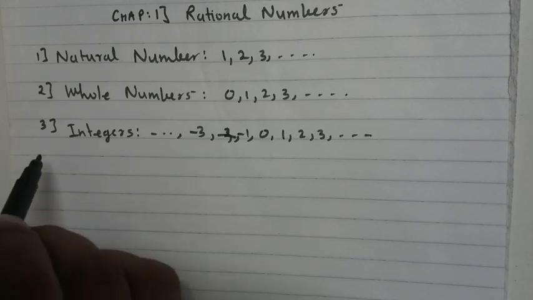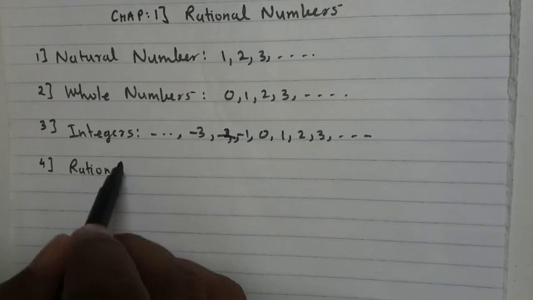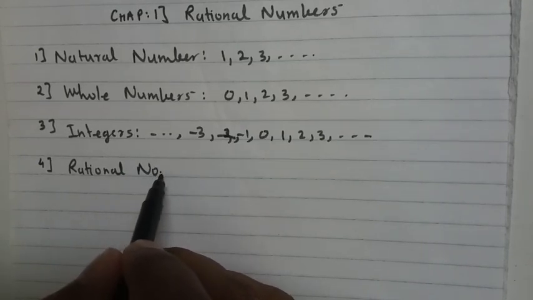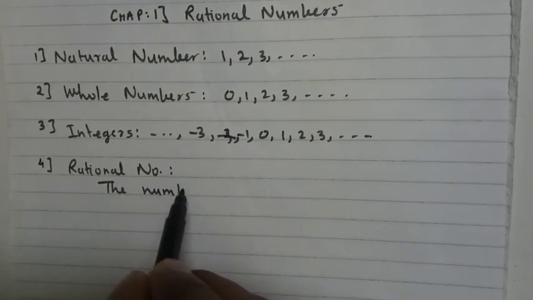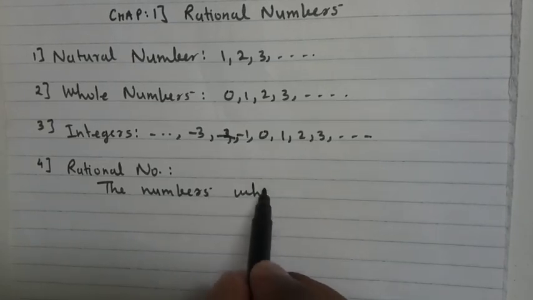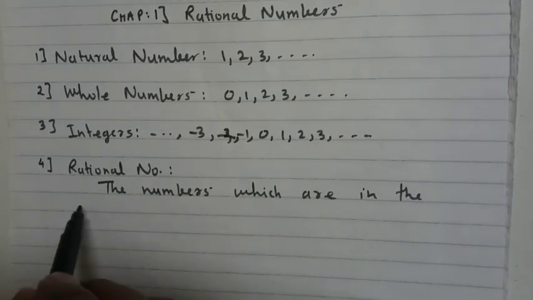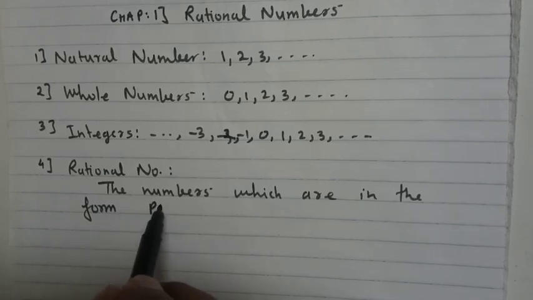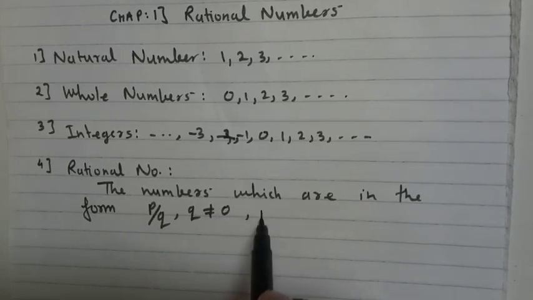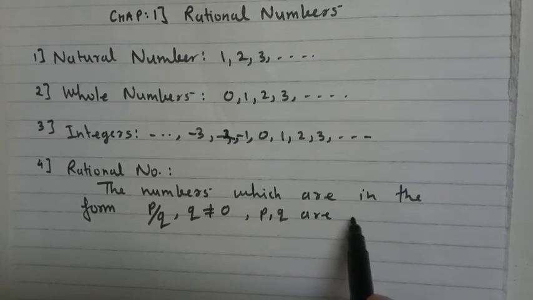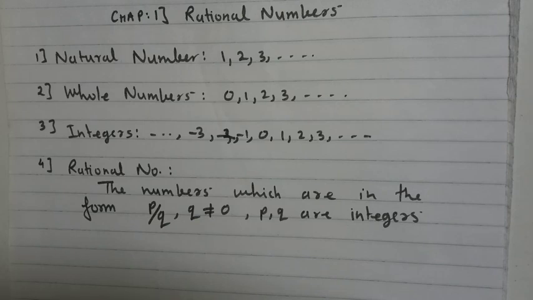Now, moving to the actual definition of rational numbers. The numbers which are in the form p by q, where q cannot be equal to 0, and p and q are integers, are rational numbers.